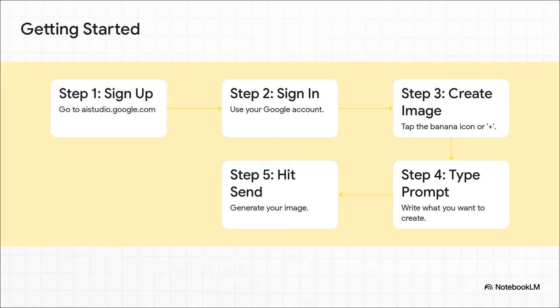And getting started? Seriously, it could not be easier. We're talking a few simple steps. You just head over to aistudio.google.com, sign in with your Google account, hit Create Image, type whatever you're thinking, and boom, hit Send. That's it. No complicated installations, no fees to get started. You could just jump right into being creative.